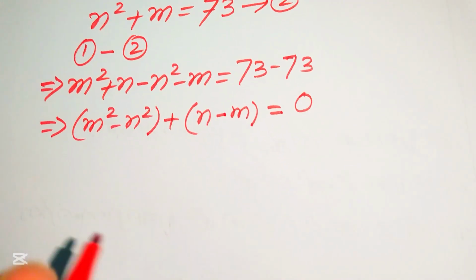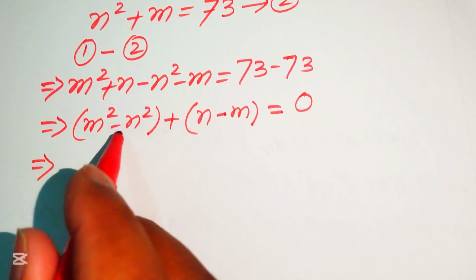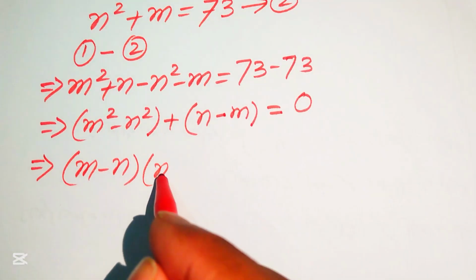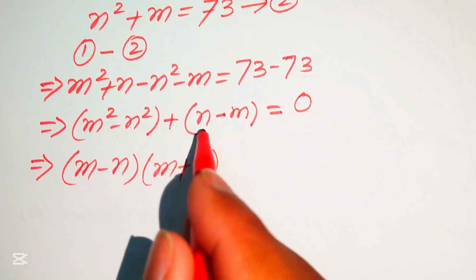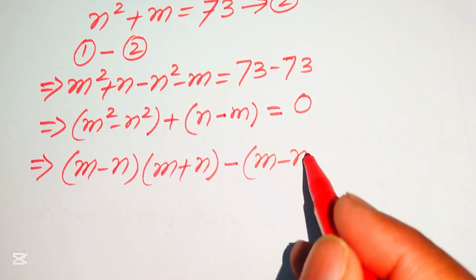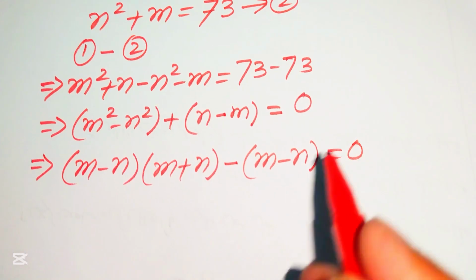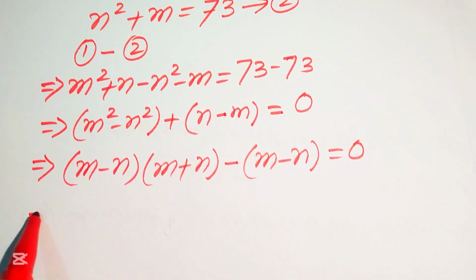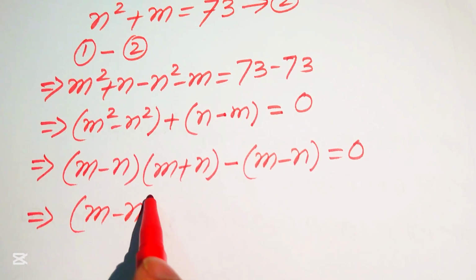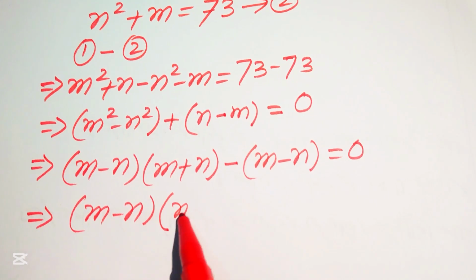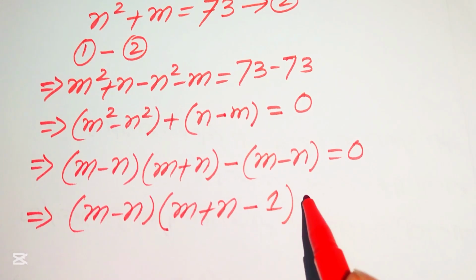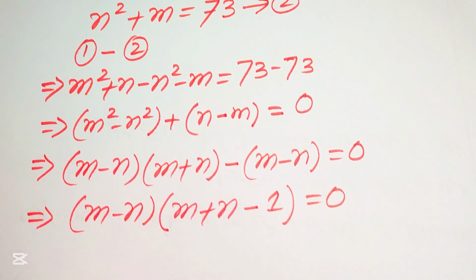And now in the next step we will apply the algebraic formula here. It will be written as m minus n times m plus n, and here we take common the minus sign. It will be written as m minus n equals to 0. And now we focus on both of these cases. We have m minus n as the common term, and the remaining terms are m plus n, and here you get minus 1 equals to 0.